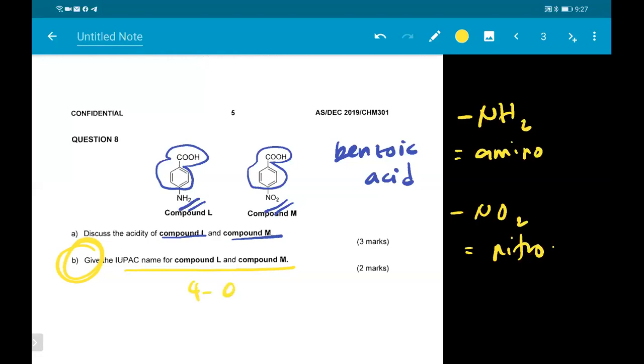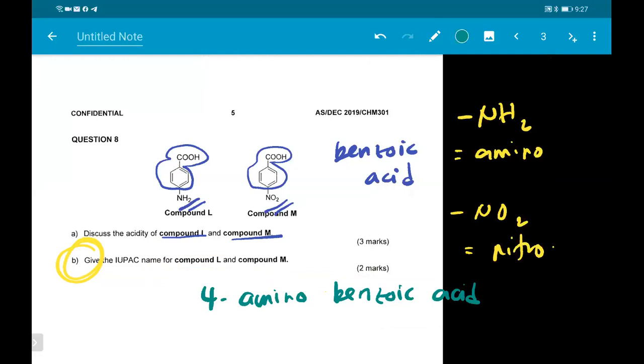Saya tulis je lah. 4-amino benzoic acid. Sorry, maaf. The other one is 4-nitro benzoic acid. Alright, actually you already answered the second question.